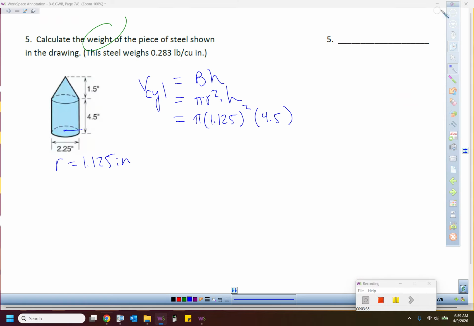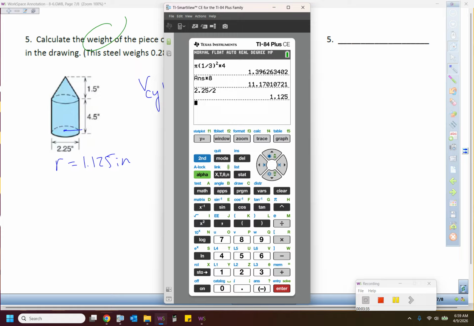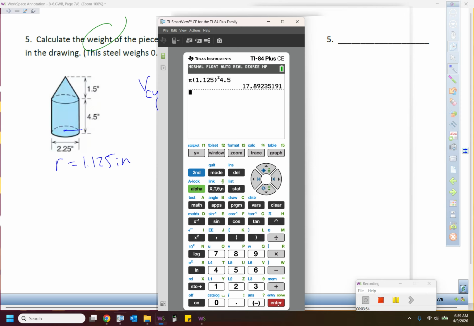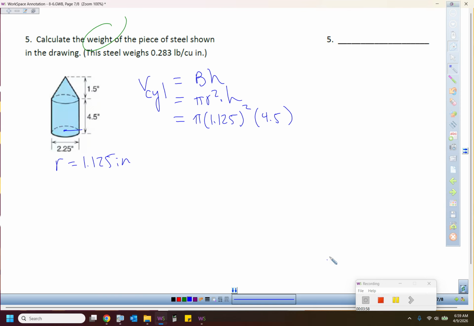We will punch it in as pi times 1.125 to the second, and then that's going to be times 4.5, and the volume of the cylinder is about 17.9 cubic inches. Remember, this is like a solid piece of steel. That's why we found the volume.